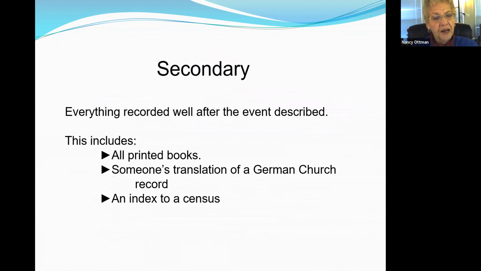Secondary sources are everything recorded well after the event described. This includes all printed books or someone's translation of a German church record or an index to a census. There can be mistakes on there. Don't miscredit it, record it, and then you can sort it out as you go further and find more primary sources.